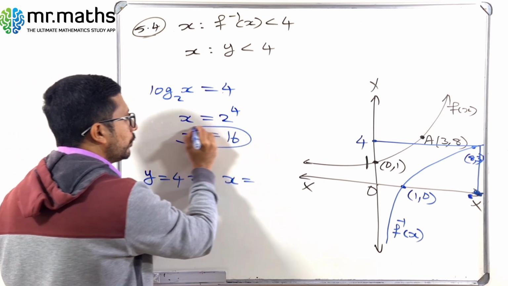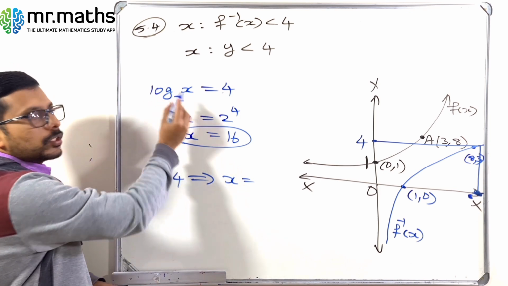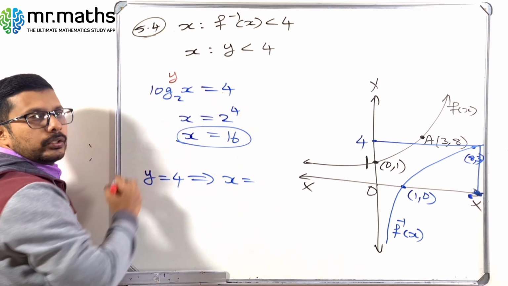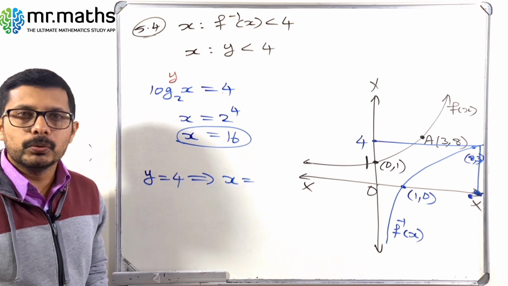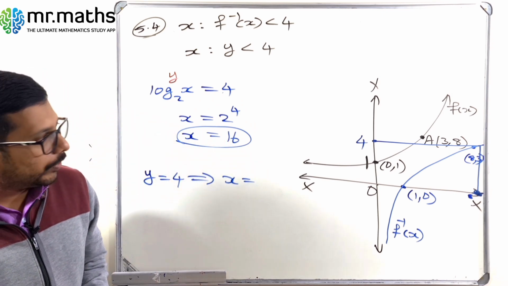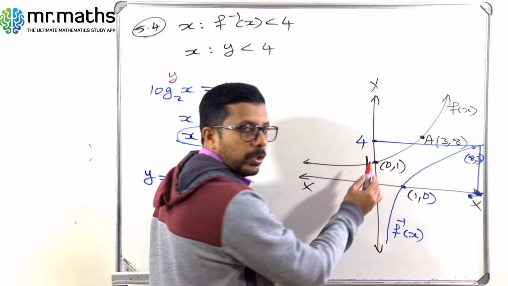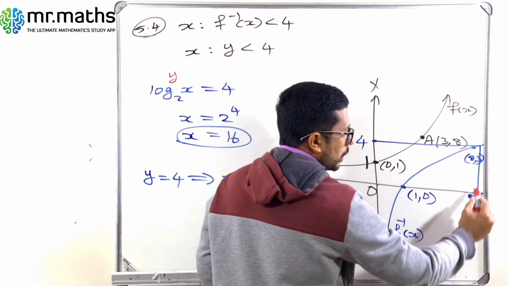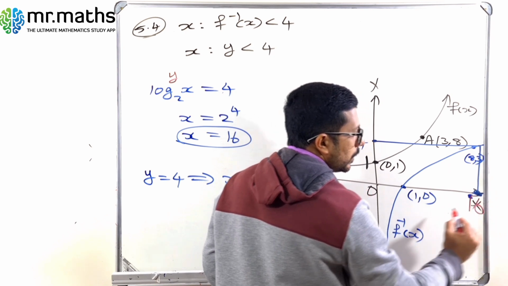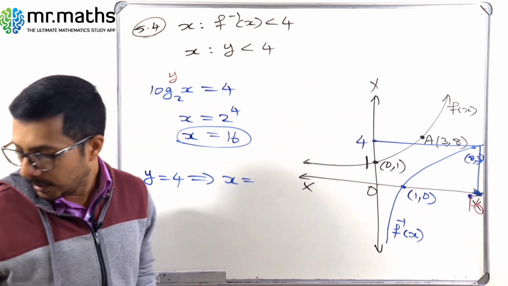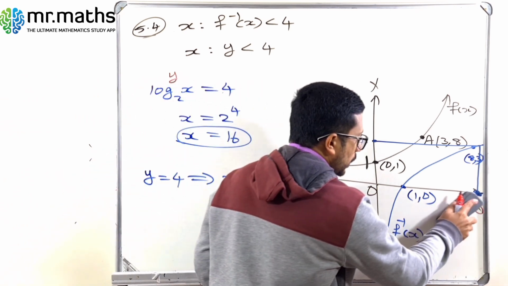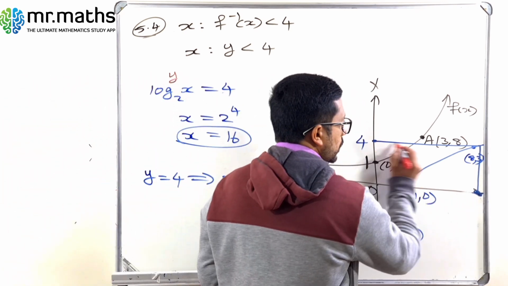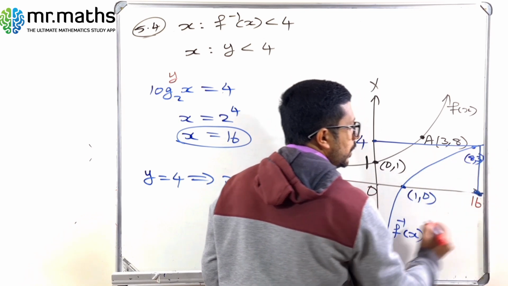So what is the meaning of that one? Actually this log x to the base 2 is y. So when y is equal to 4, what is the corresponding x value? 16. So when y is 4, we are talking based on the f inverse of x graph. When y is 4, what is the corresponding x value? That is 16. You understand? Okay, so this one, let me mark it clearly. When y is 4, the corresponding x value is 16.